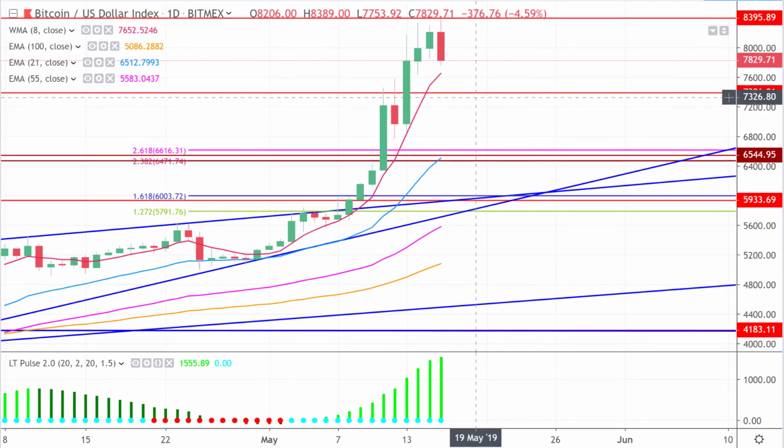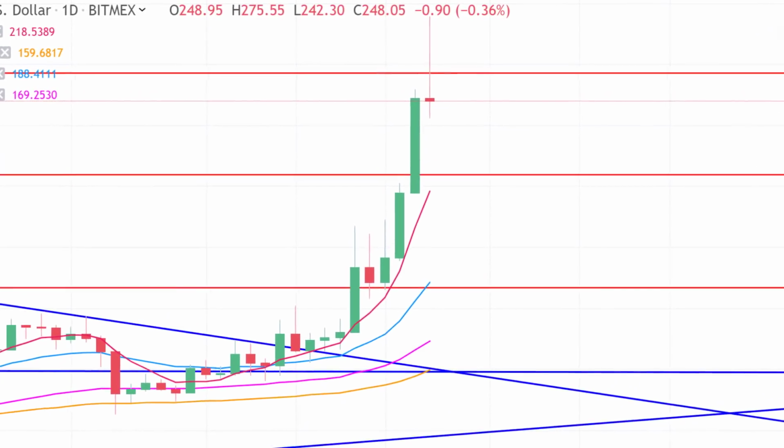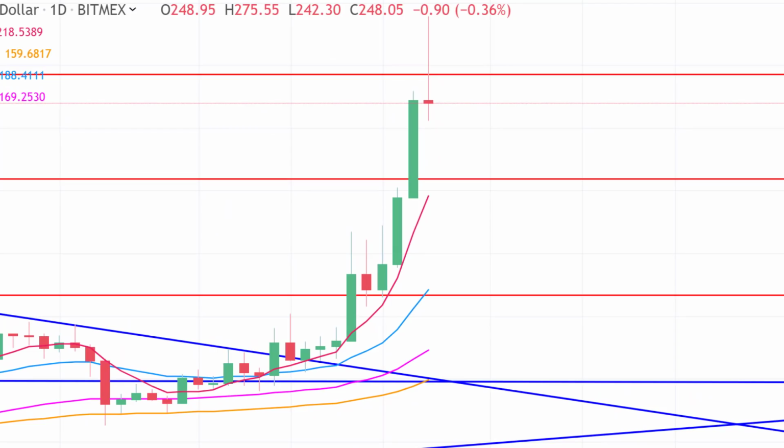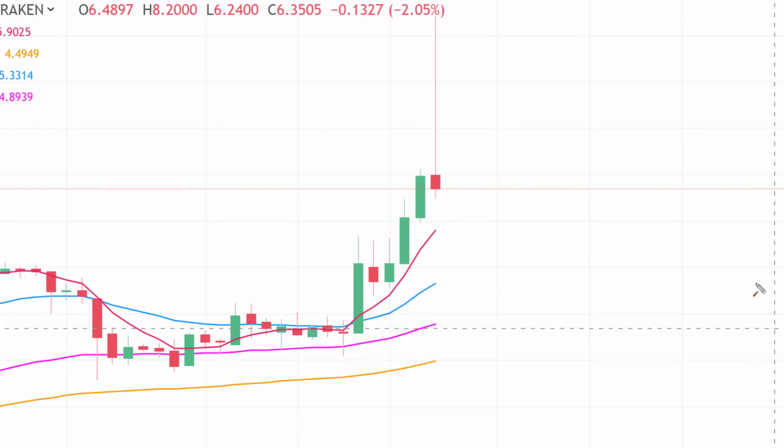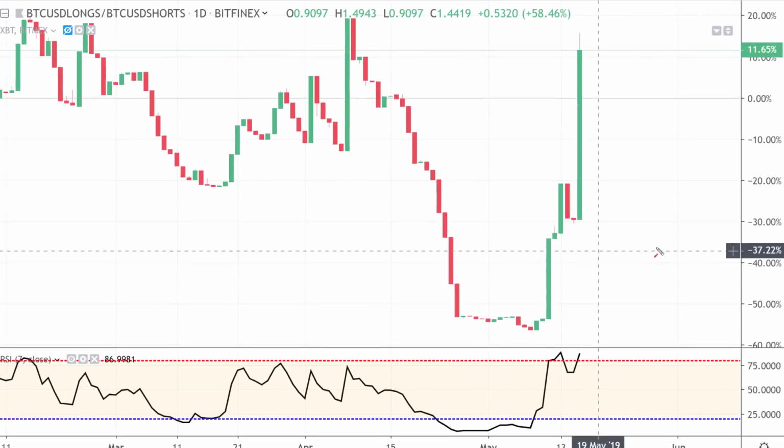But we are seeing some interesting patterns developing again on Ethereum, again, doji, shooting star pattern, whatever you want to call that, and also on EOS as well. Could this be an indication of something? Well, we'll have to wait and see. But here's what's really interesting. I want to show you this.